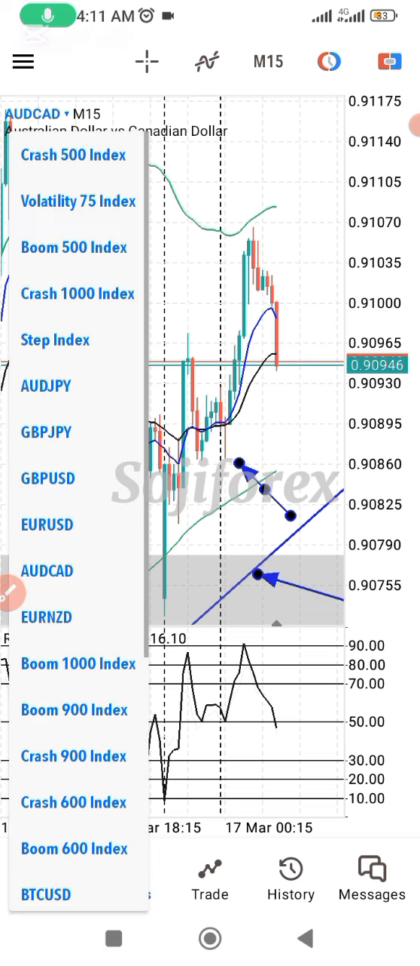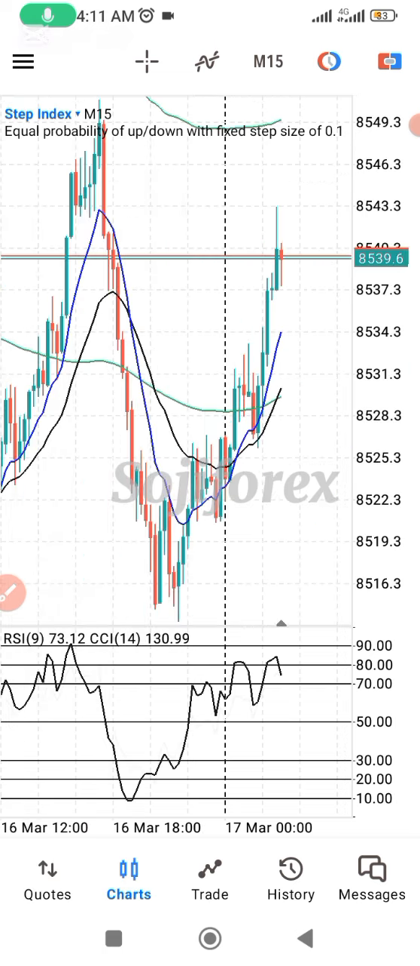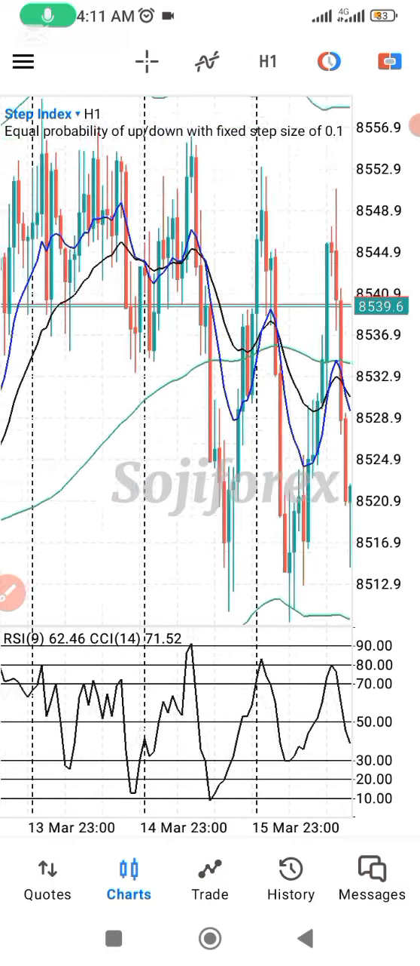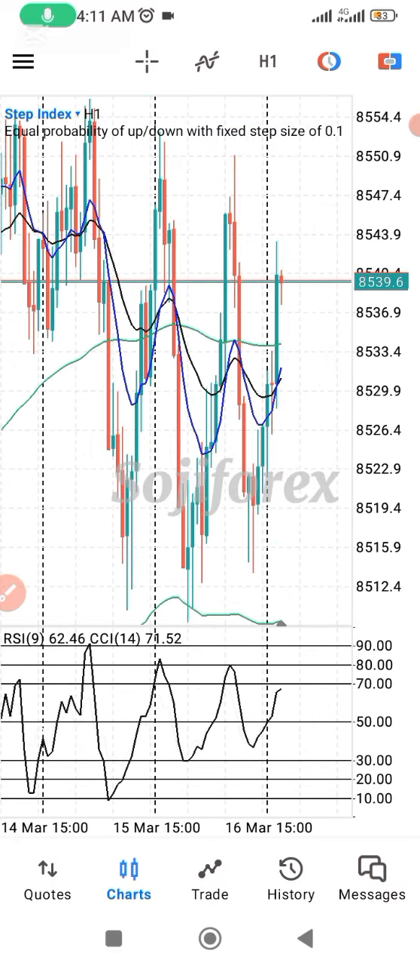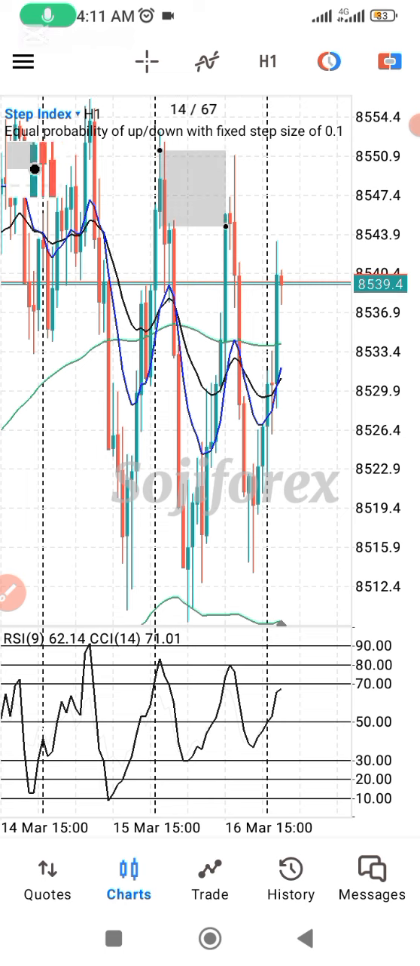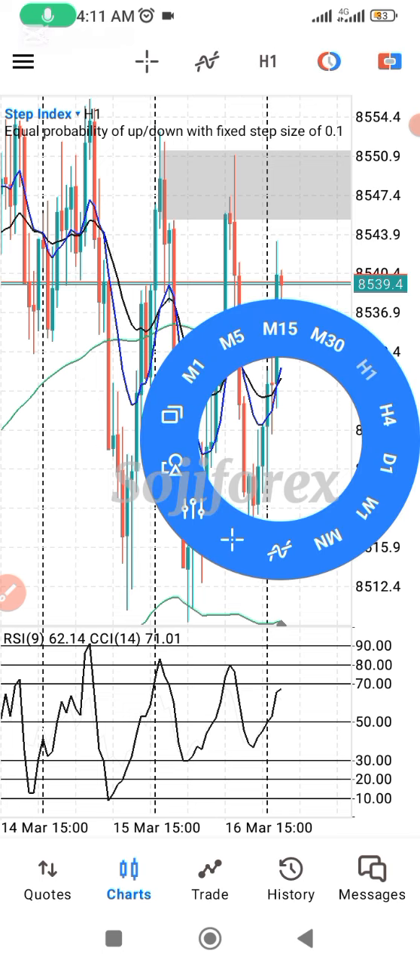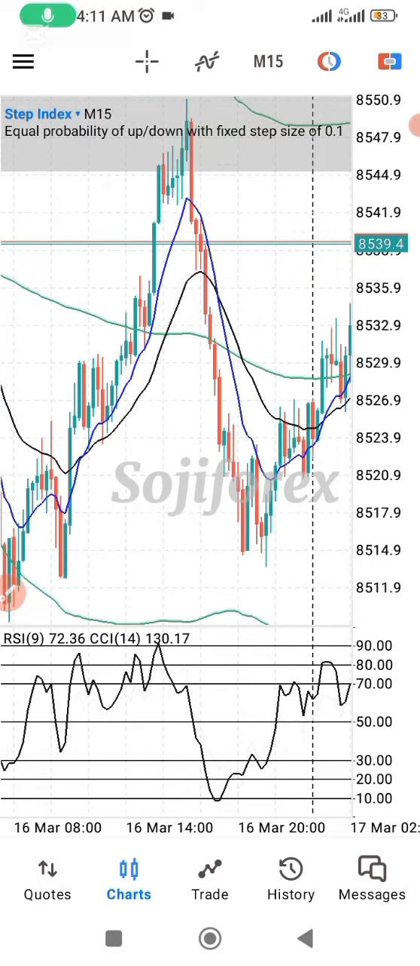Let's look for another one. Alright, this is the step index, and then we are in a downtrend. So this is another block, and then price retested it. Okay, so let's look at this. Let's move to the 15-minute time frame.